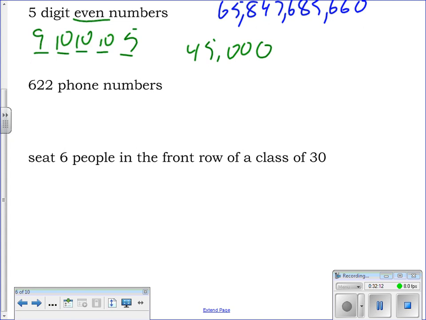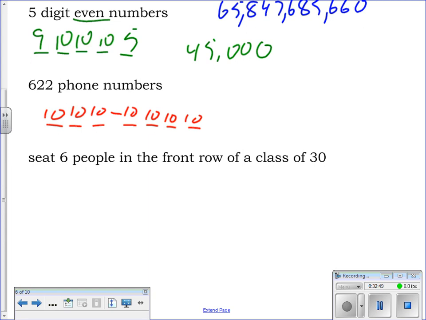Okay. So the next one is how many 622 phone numbers? That's 622 area code. So the area code is 622. How many of the phone numbers can be in the 622 area code? So you have 123-1234. How many choices do I have for my first digit in the phone number? 9. Why can't it be 0? Oh, yeah. It can be 10. And how many for the next one? 10. And the next one? 10, because the numbers could be repeated. Right? 10, 10, 10, 10.